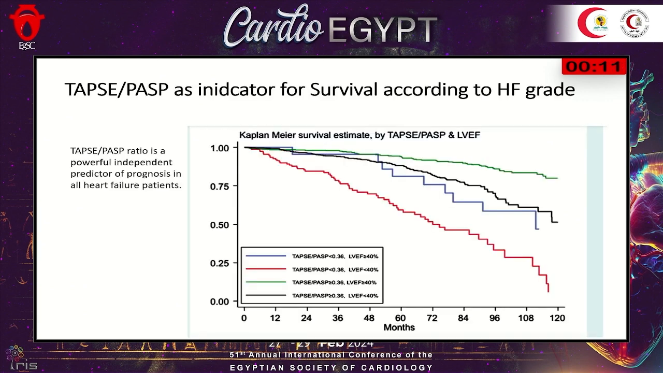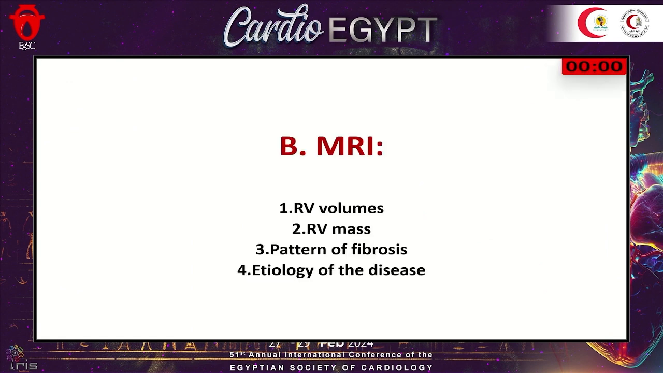And finally, the TAPSE over pulmonary artery systolic pressure ratio was found in many studies to be a powerful indicator for prognosis in heart failure. As we can see in the red, this resembles the LV ejection fraction less than 40 and the TAPSE over pulmonary artery pressure less than 36. This is when the ejection fraction is more than 40, and so the mortality and outcome is worse when it comes to this method.